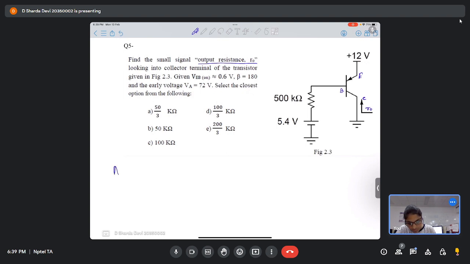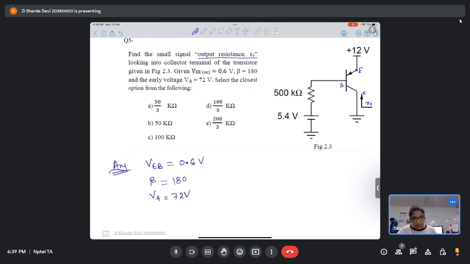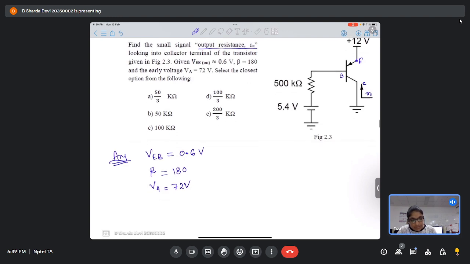Here VEB. Why EB, why not BE? Because this is a PNP transistor, right? And here it is clearly evident that the emitter is at higher potential than the base. So that's why it is VEB. Clear? Beta is 180, VA is 72 volts. Okay, so we want to find R0.